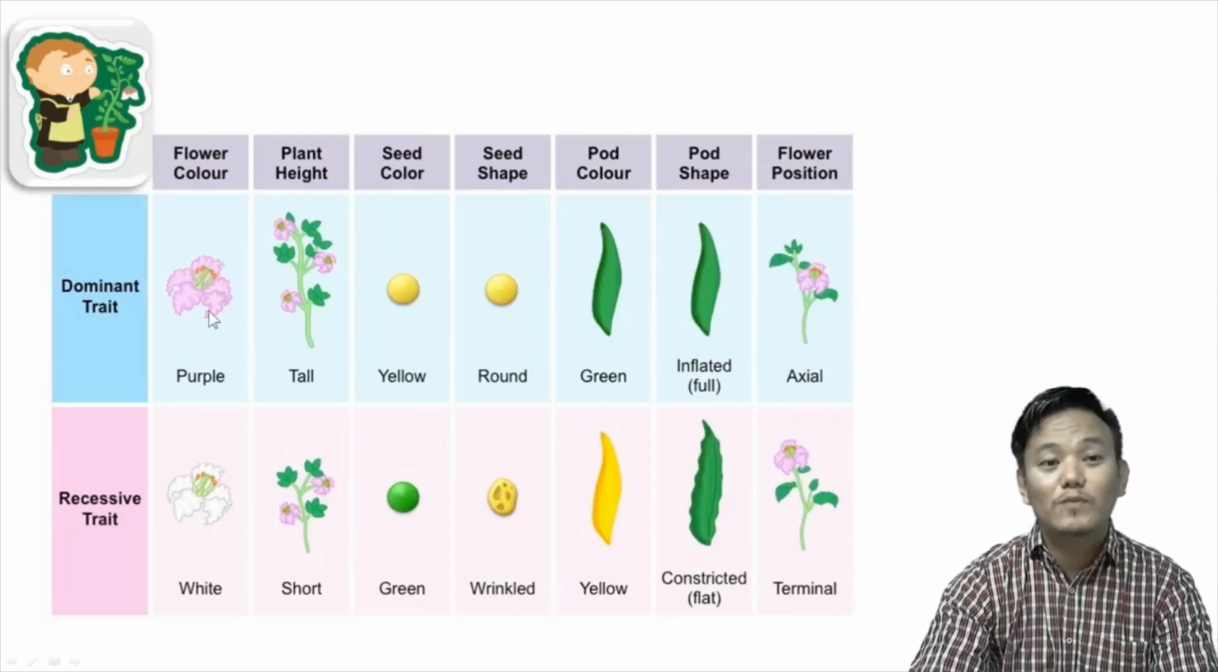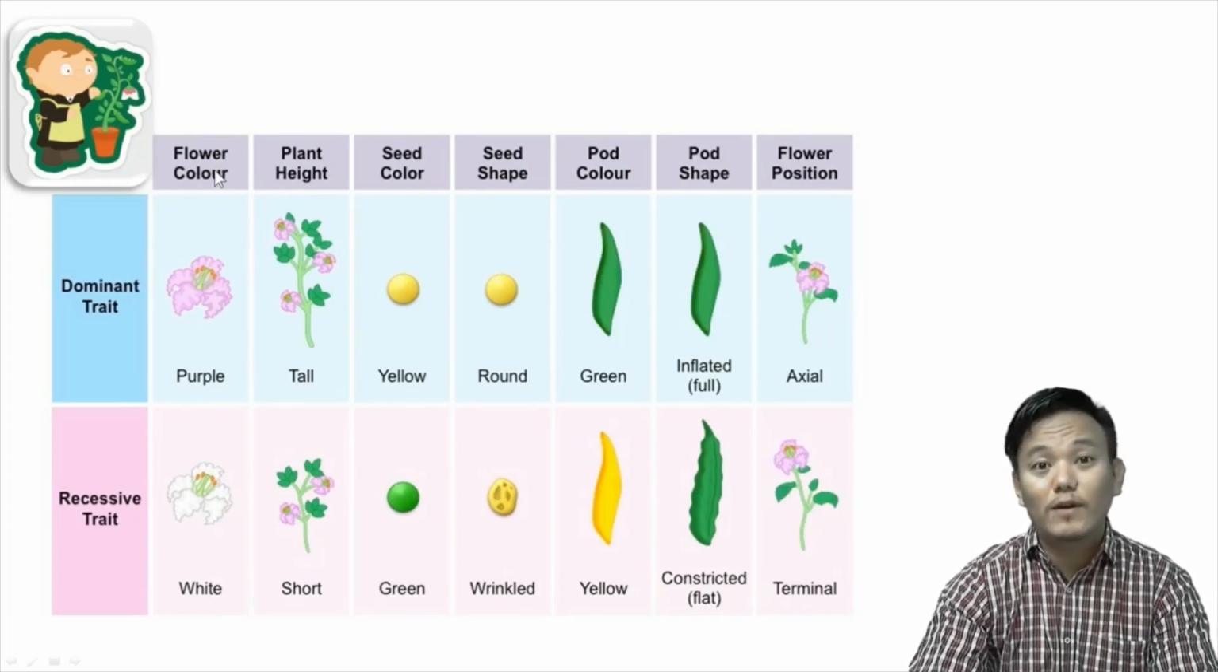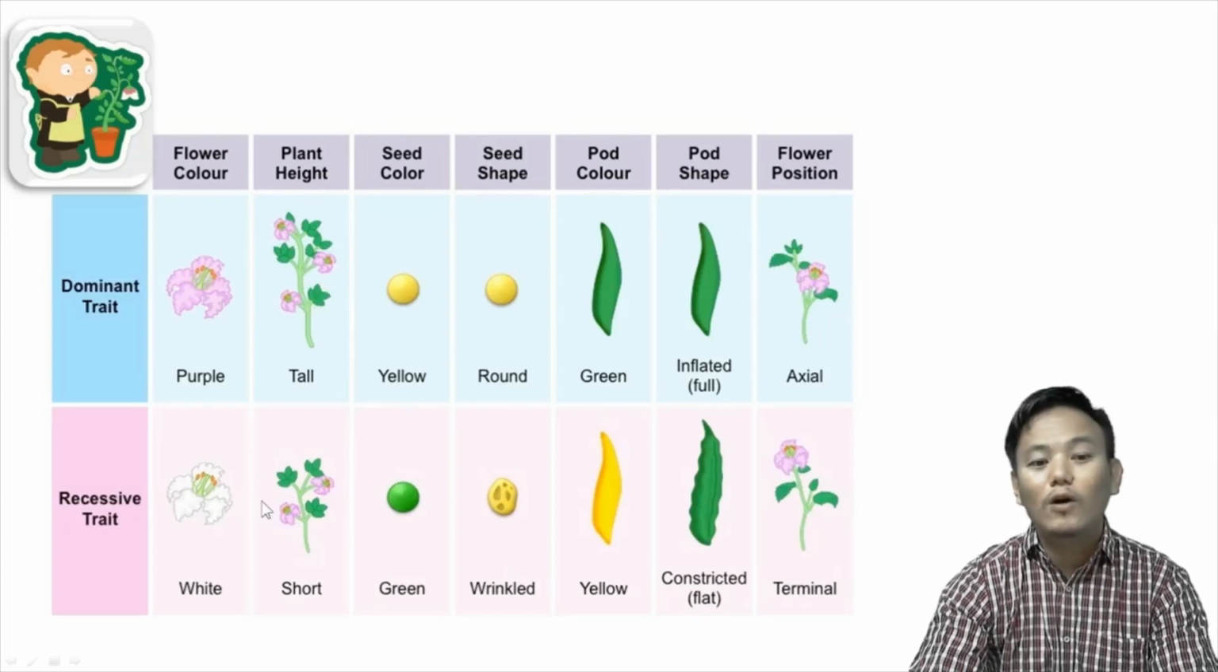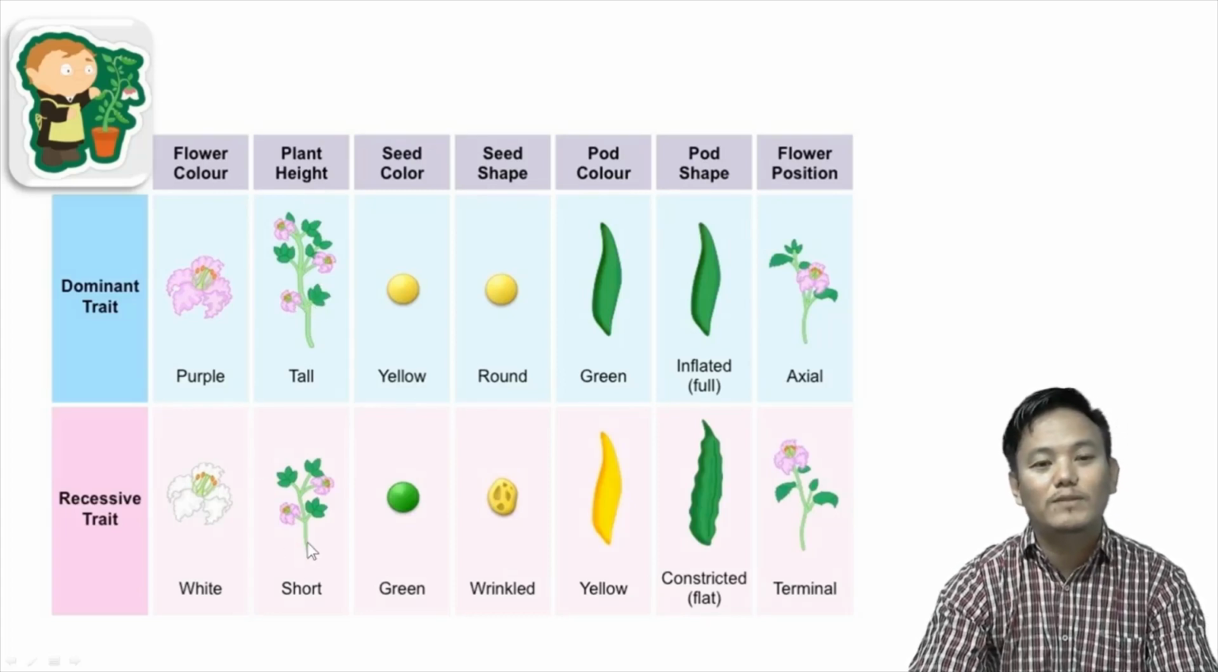What do we mean by that? Let's look at the example of flower color in the pea plants. If you look at the flower color as a character, it has 2 contrasting traits. The pea plant can either produce purple flower or white flower. So these are the 2 contrasting traits. There were no in-between colors. If you look at plant height, there were either tall pea plants or short or dwarf pea plants. There were no medium-sized pea plants.